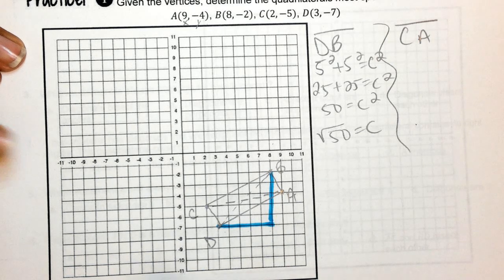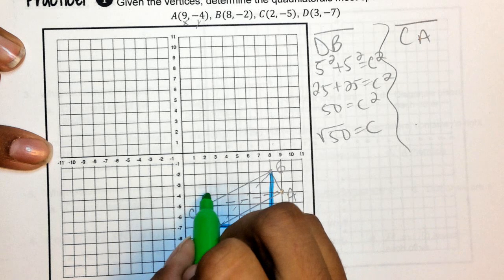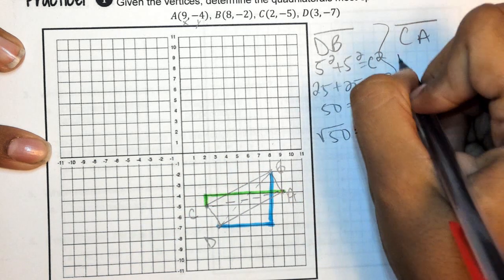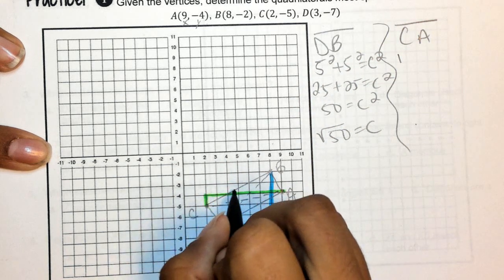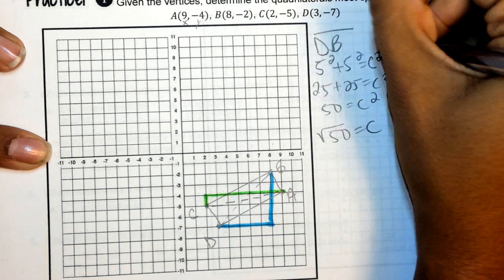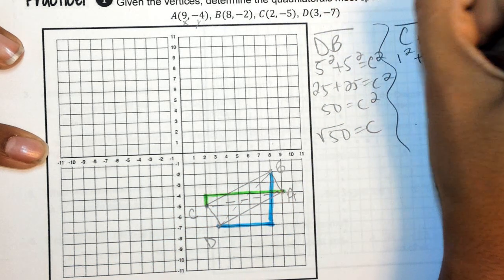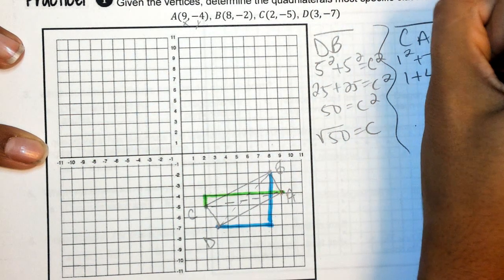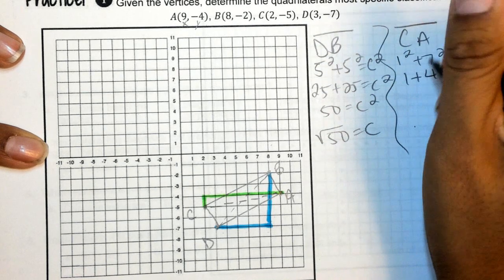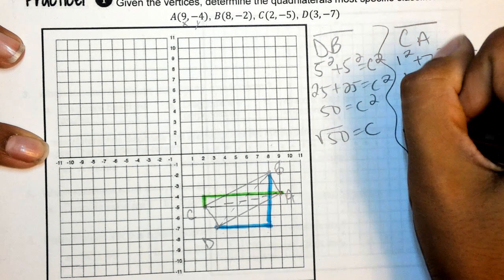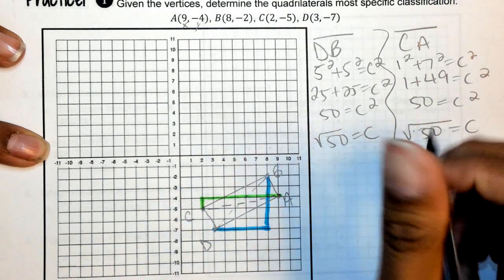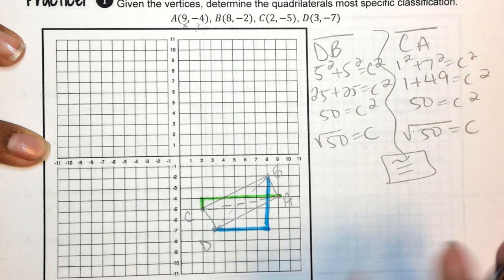For CA, I'm going to go this way. I've got up 1, and then over 1, 2, 3, 4, 5, 6, 7. So 1 squared plus 7 squared equals C squared. So 1 plus 49 equals C squared, 1 plus 49 is 50 equals C squared. So again, the square root of 50 equals C. So clearly, they are congruent.